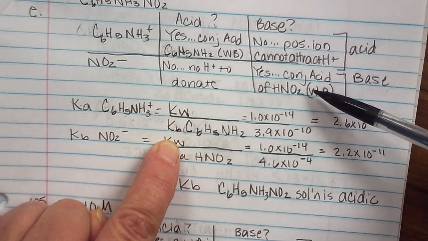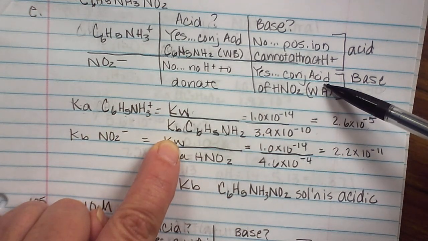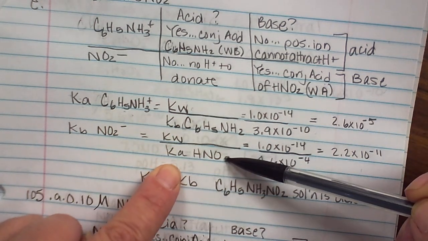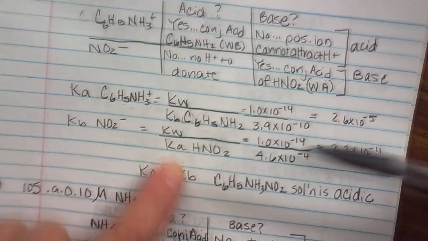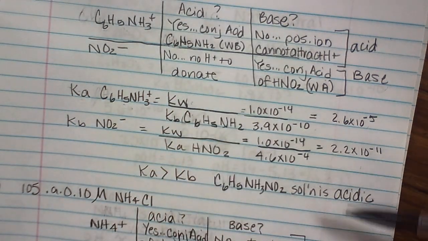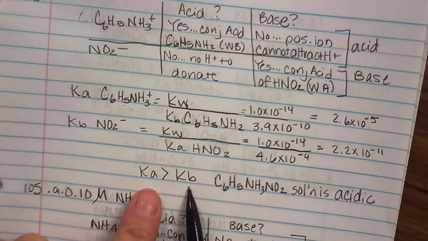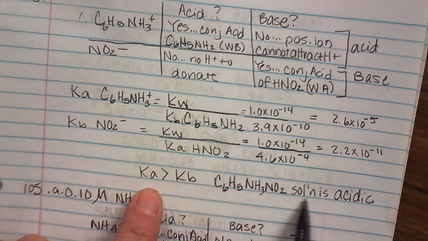Over here, it is acting as a base. I need the Ka of the acid that it is the conjugate base of. Now, whichever is larger, the acid or the base, is going to dictate whether the solution is acidic or basic.